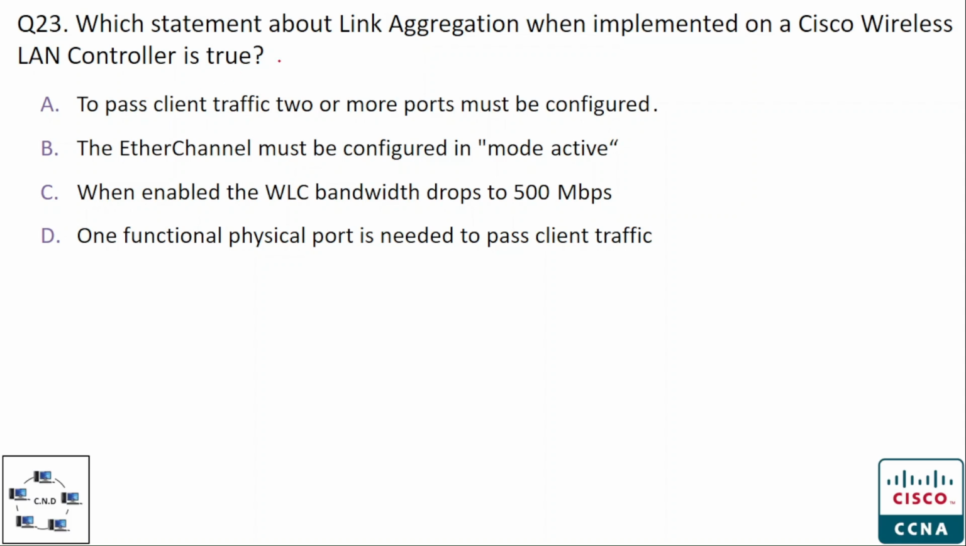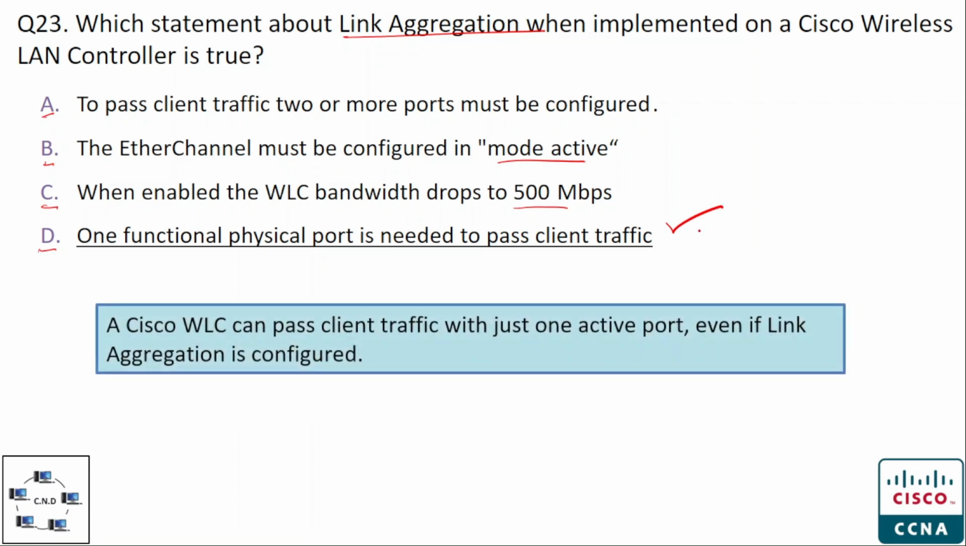Question number 23. Which statement about link aggregation when implemented on a Cisco wireless LAN controller is true? The options are option A, to pass client traffic, two or more ports must be configured. Option B, the EtherChannel must be configured in mode active. Option C, when enabled, the wireless LAN controller bandwidth drops to 500 Mbps. And option D, one functional physical port is needed to pass client traffic. And the correct option is option D, one functional physical port is needed to pass the client traffic.